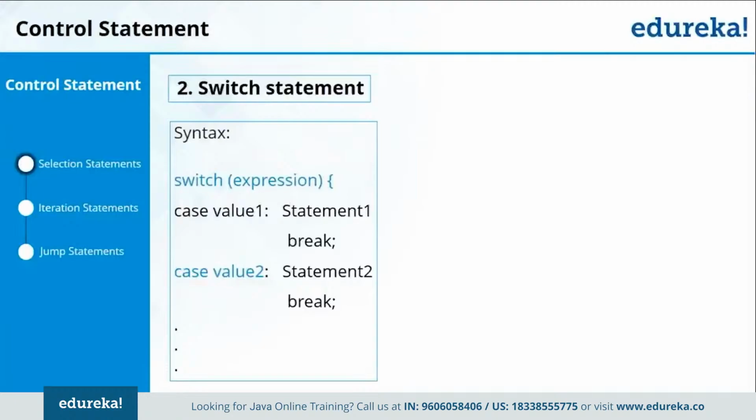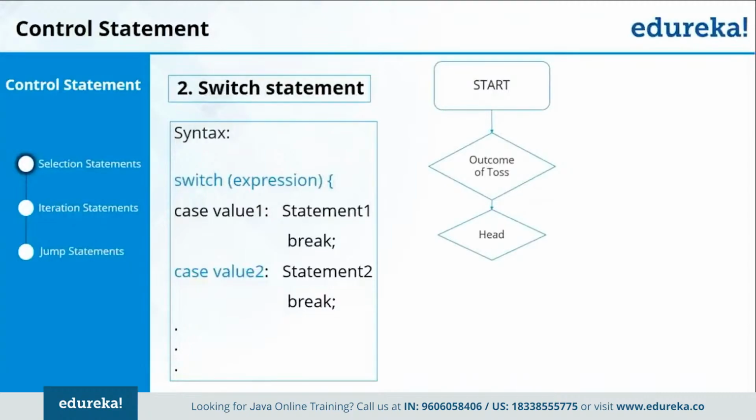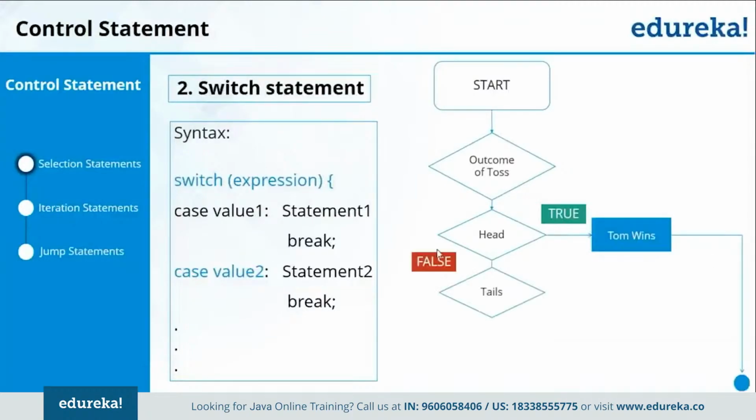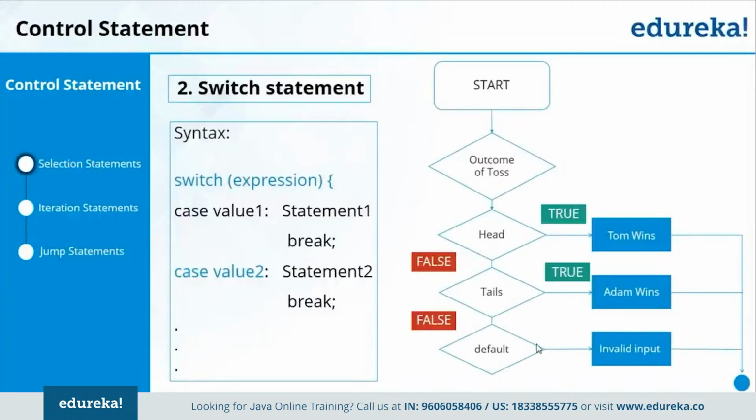So to give you a better understanding of how the switch case works, let's look at an example here. So basically you're tossing a coin here. If it's heads, then Tom wins and it's the end of the game. But if it is false and it's tails, then Adam wins and the game ends. But let's say you've taken a wrong input from the user, then you're going to go to the default statement and print invalid input. Now the default statement is the last case that is going to be executed if your expression does not meet any of the case values that you have specified.